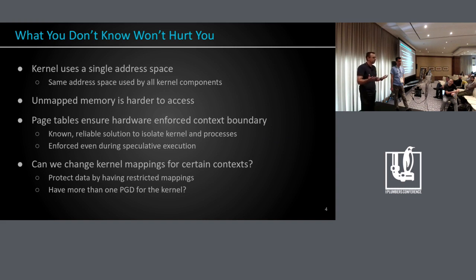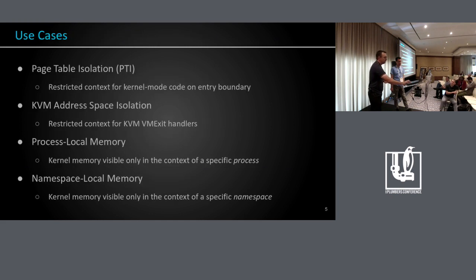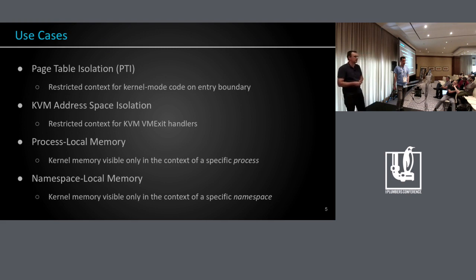The use case we have for that is one which is already used, that's PTI, which has been fixing the Meltdown issue, where the kernel mapping has been restricted so that we could fix that issue. What I'm going to talk more about is this idea of address space isolation, and in particular its application to KVM.